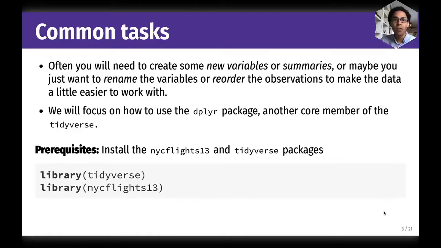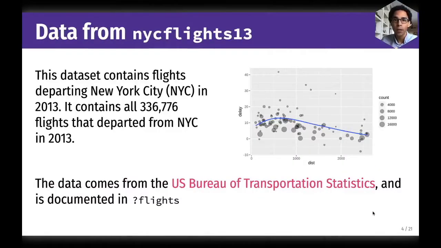This is a dataset that contains every single flight that left the city of New York in the year 2013 from their 3 different airports. The dataset that we'll be using for illustration is the flights data frame, which is part of the NYC Flights 13 package. It contains more than 300,000 rows, where every row represents a flight that left the city of New York in the year 2013. Originally, this collection of observations was compiled from the US Bureau of Transportation Statistics, and you can find more information about it in the documentation of the package.